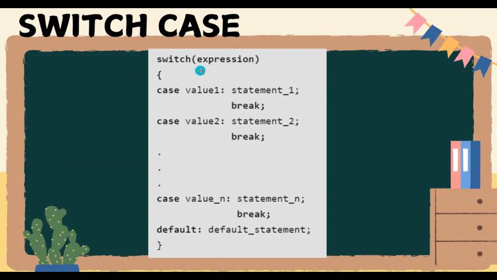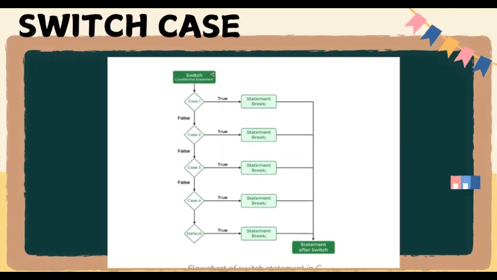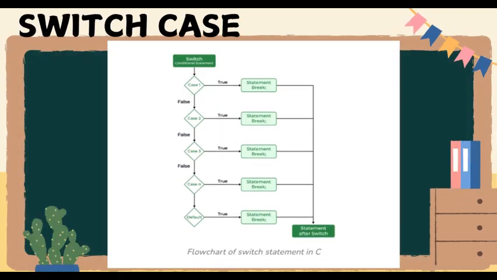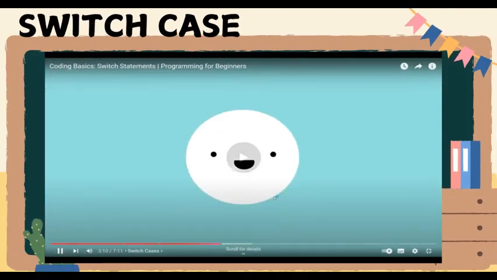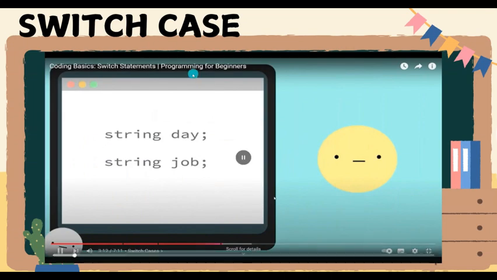And this is the syntax for switch case. In the switch expression, here we have to give any condition or symbols, anything, and it will directly take it as value 1 to value n. And the flowchart for switch case. And here is a real life example.